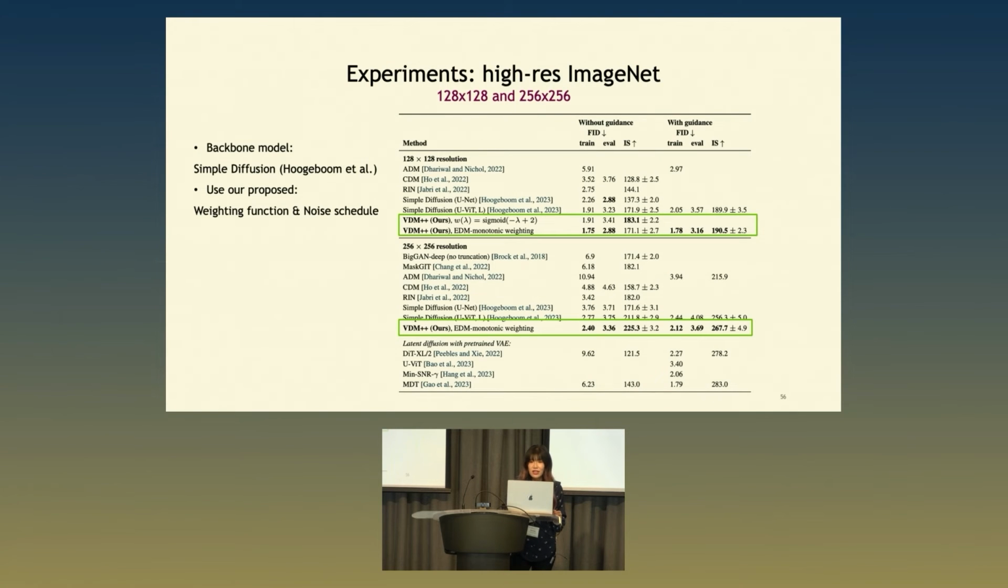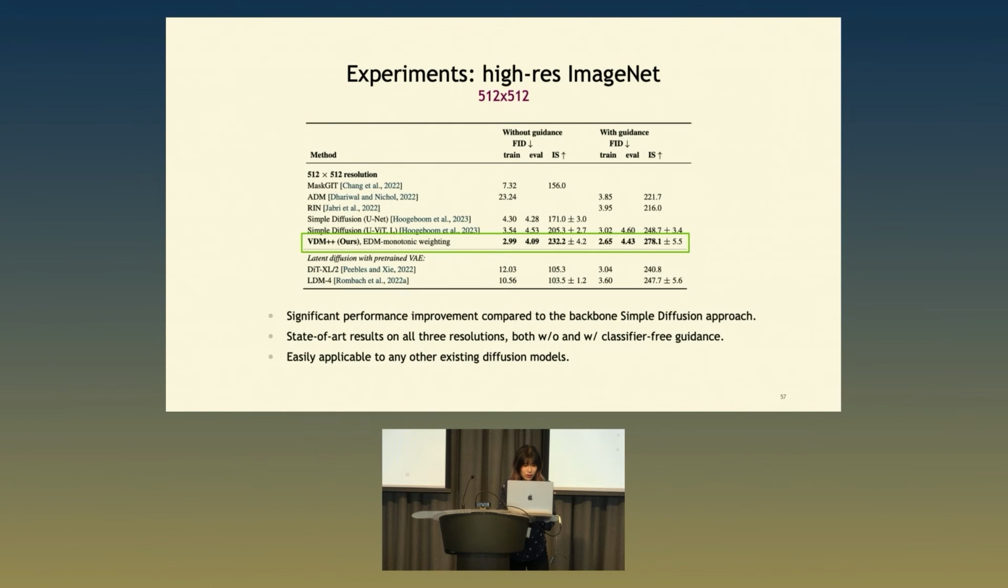And later on, we also generalized to more challenging tasks, for example, high-res image generation. We're using a backbone model called Simple Diffusion, developed also by my colleagues, which can be considered a state-of-the-art high-res image generation model. The only thing we change is the weighting function, to our proposed ones, and we also use the adaptive noise schedule. And we also achieve state-of-the-art results for all these challenging benchmarks.